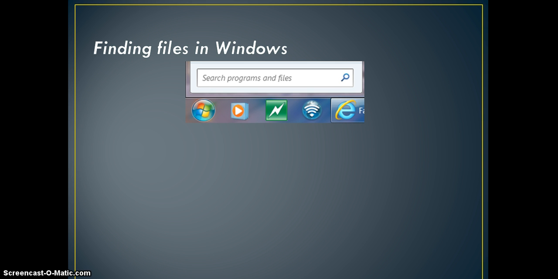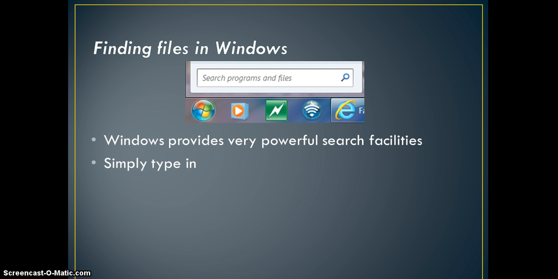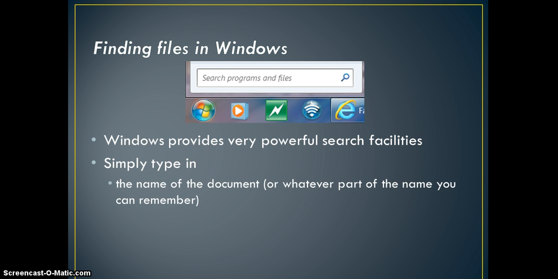Sometimes you've saved a document and you've forgotten where you saved it. There's a wonderful feature in Windows which allows you to search for these files, and the way you do it is quite simple. You just click on the start button and this little block will appear right at the bottom, and you can type in there the name of the file you're looking for. So that's as simple as it is.